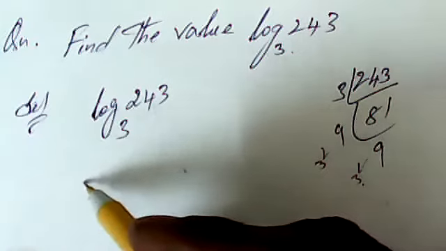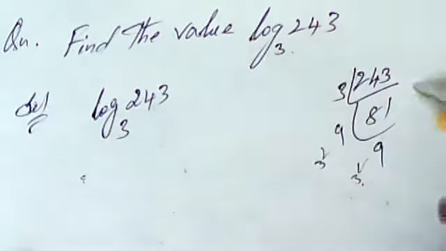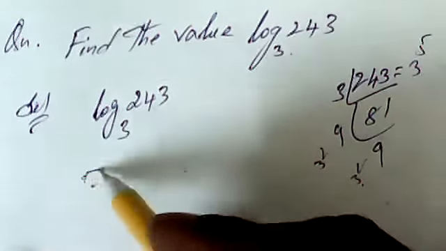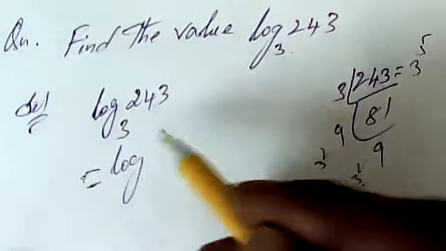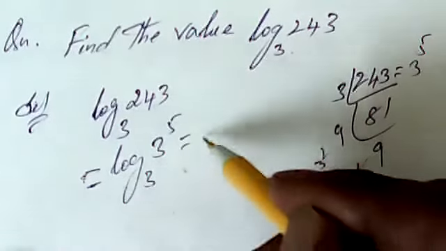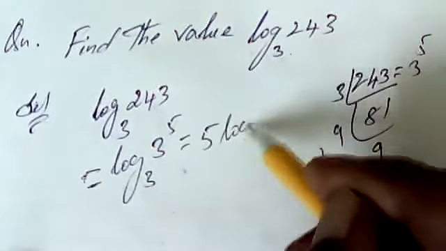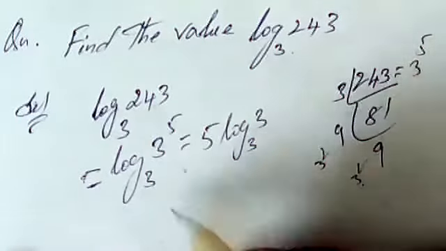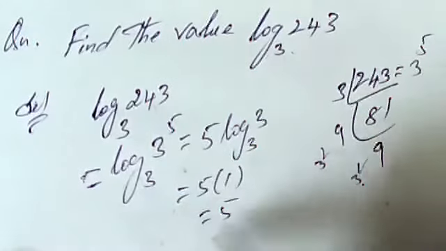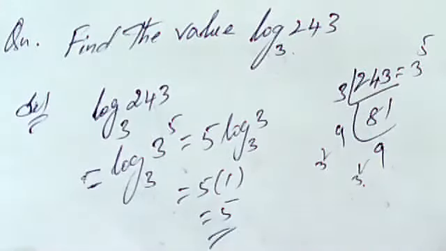So 243 equals 3 power 5. So this equals log of 3 power 5 to base 3, which is equal to 5 log 3 to base 3, which equals 5 into 1, which is nothing but equal to 5. That's what we have.